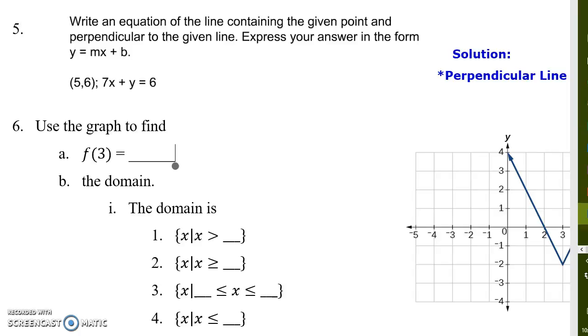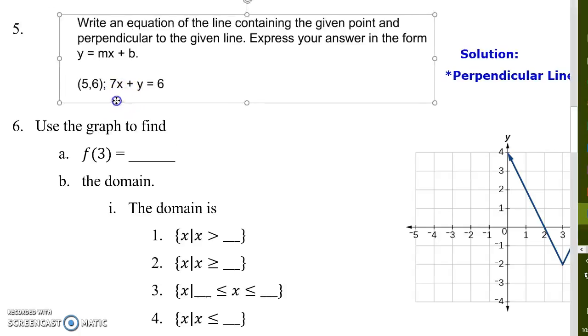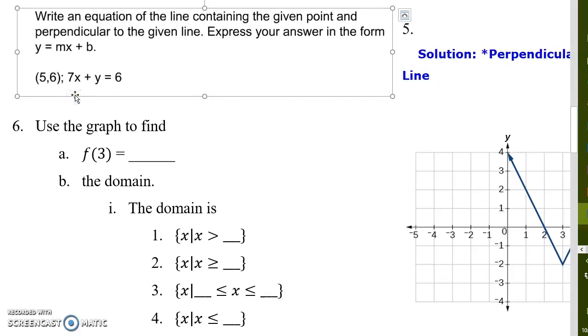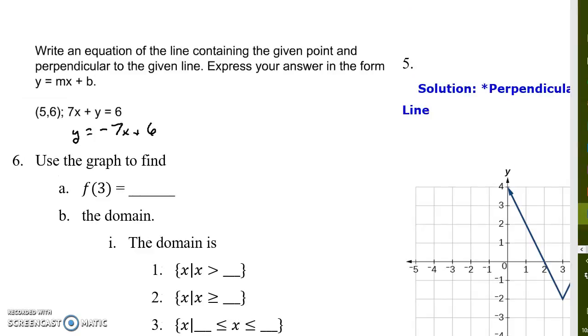That's our first job. So we rewrite 7x plus y equals 6 into y equals something, and we do that by isolating y. Y equals negative 7x plus 6. That is in the y equals mx plus b format. So we know that m equals negative 7. Or we could write it negative 7 over 1.